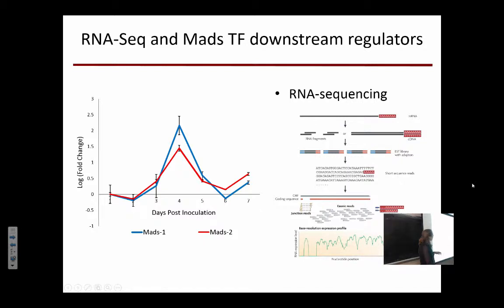And so in order to use next-generation sequencing, we had to find out what the best time points would be. And so using qPCR, we saw that the differential expression of genes with MADS1 and MADS2 peaked around day 4. And so we chose day 5 and day 7 to do the RNA sequencing.